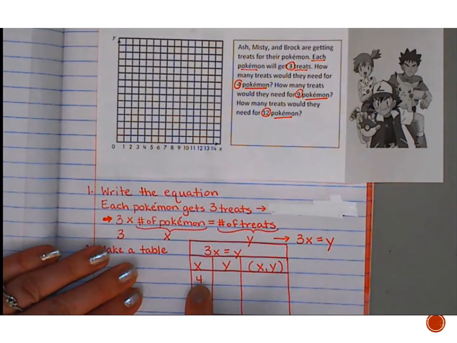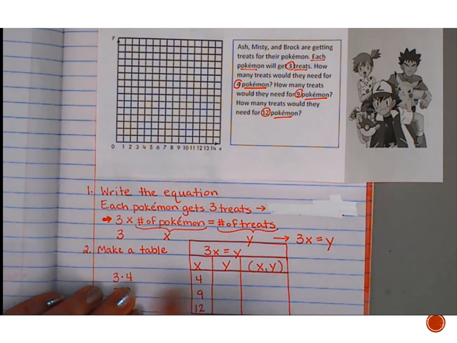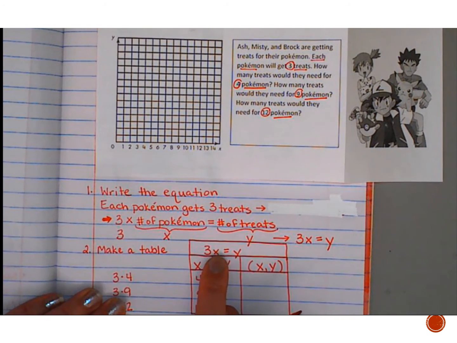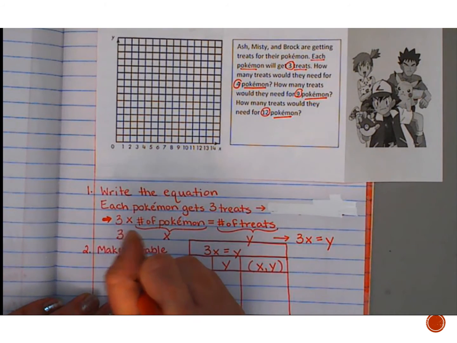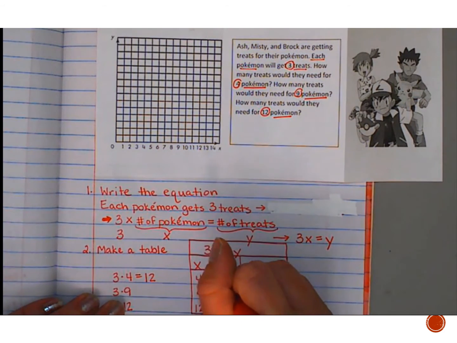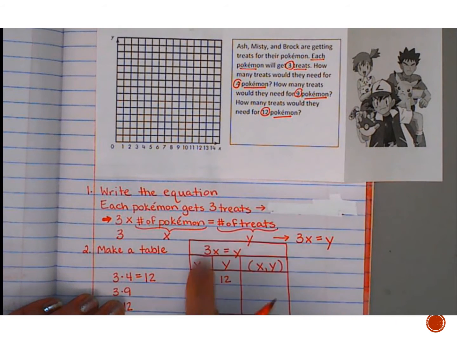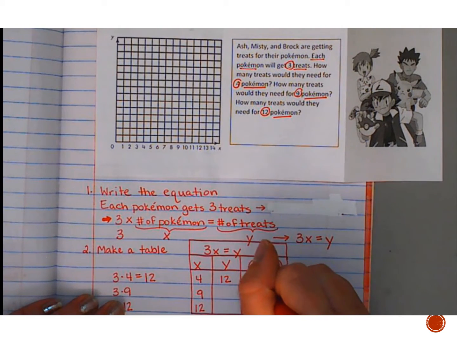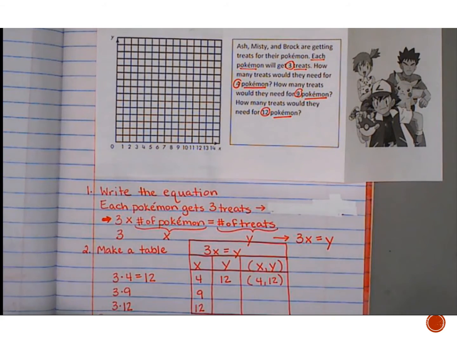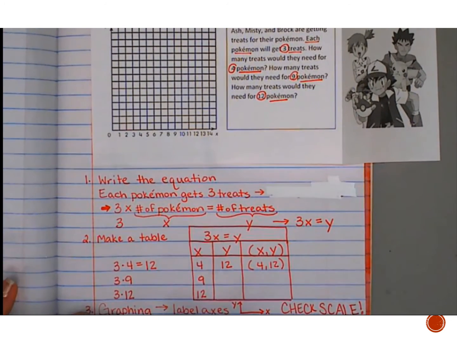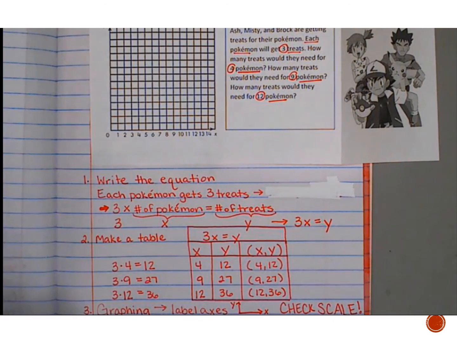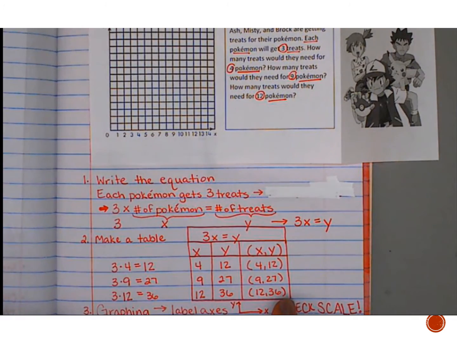So, as we put in our numbers, we know 4 was the first one. How many treats would they need for 4 Pokemon? So we're going to put in our x. We'll put into our equation 3 times 4, because that would be what our x is represented by as 4. Alright, and we're going to say that that equals 12. So that is our y. Then we can go ahead, this is our x, this is our y. We can create the ordered pair for 12. Now we're going to do that for the rest of our numbers. And we have all of our ordered pairs.